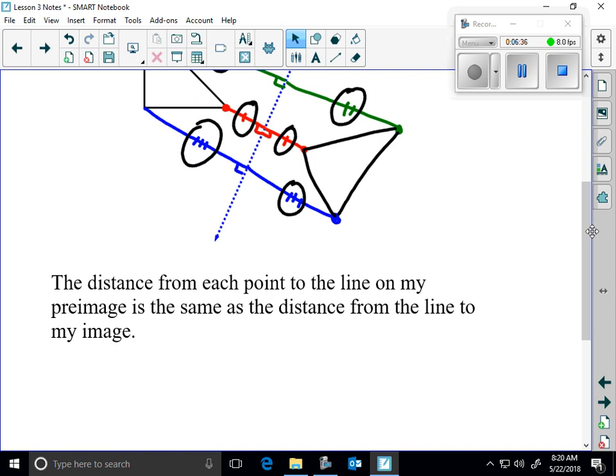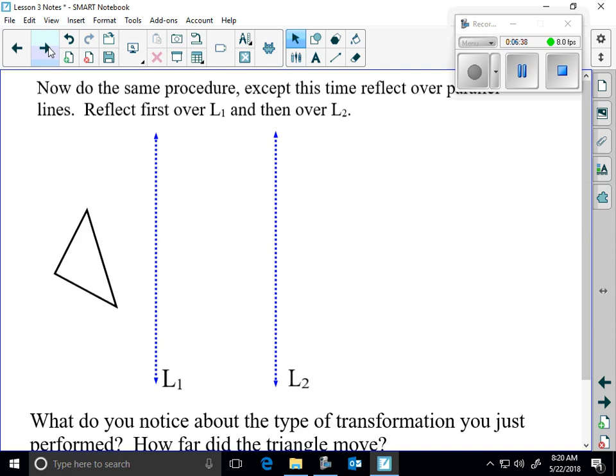Double scoop. Let's go. Oh my gosh, I got to reflect this twice. Let's reflect it over line 1, then line 2. Okay, so here we go. Yeah, that's pretty good.